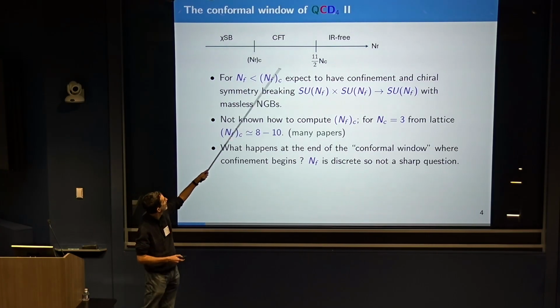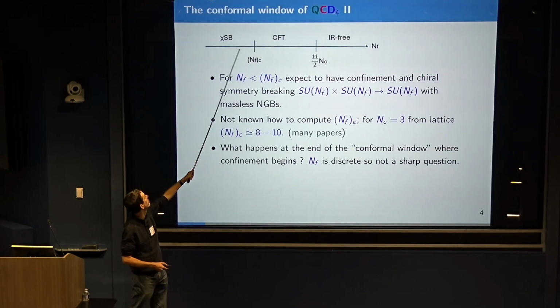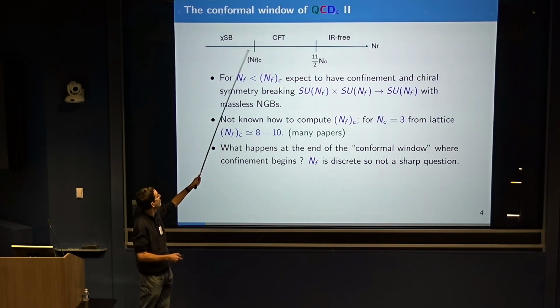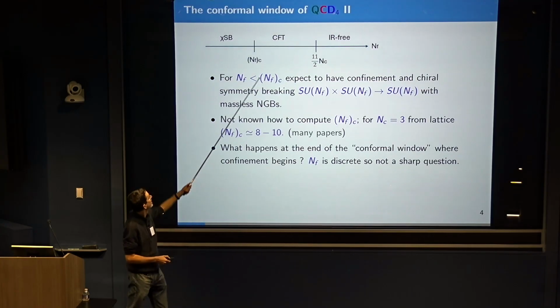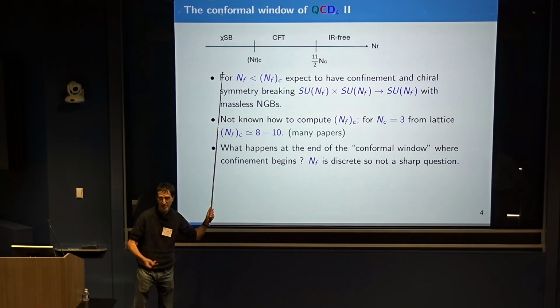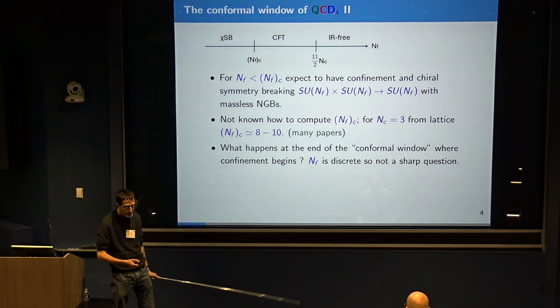So there is this phase diagram where there is some range in the number of flavors where we flow to a conformal field theory, and another range where we have confinement and chiral symmetry breaking. It would be nice to understand what this critical number of flavors is where we transition from one behavior to the other, and what this transition looks like.